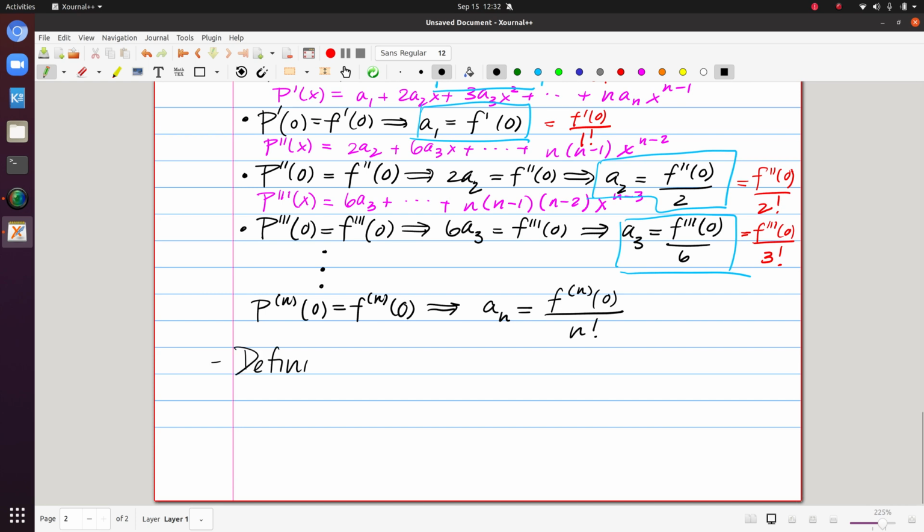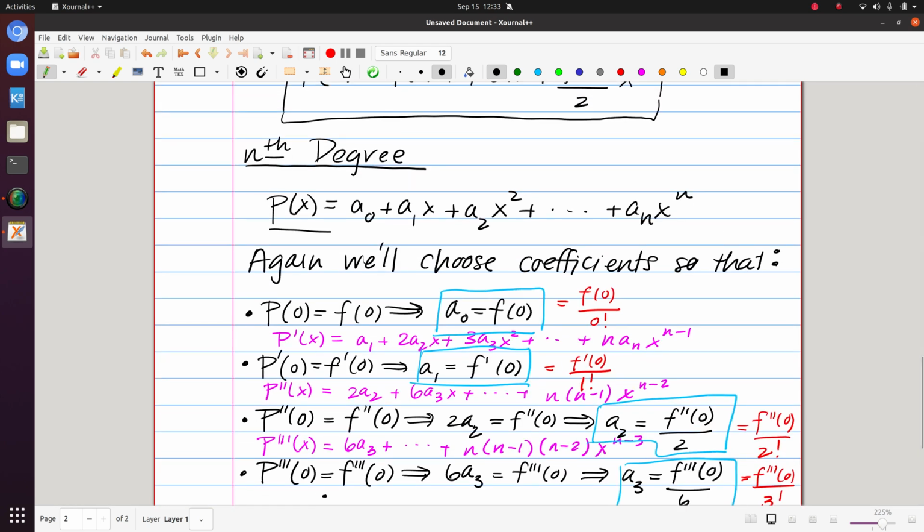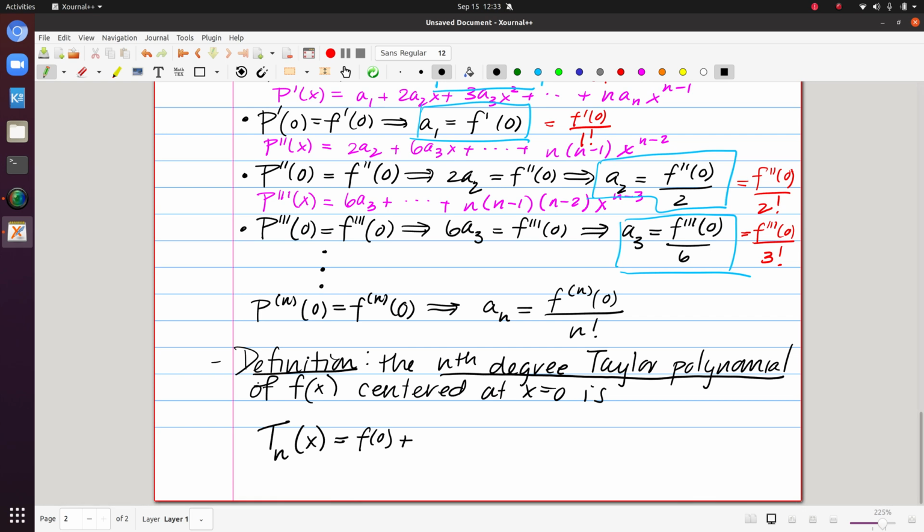So now I can define this. We're going to say that the nth degree Taylor polynomial of, or for, you could say, f of x, centered at x equals 0 is defined to be the following. So let me use t sub n. So the n is telling us the degree, t for Taylor, and if I replace my coefficients into this general formula I found for p, that's where I'll get this f of 0 plus f prime of 0 x plus the second derivative at 0 x squared over 2 factorial, etc., up through the nth derivative of f at 0 over n factorial times x to the n.